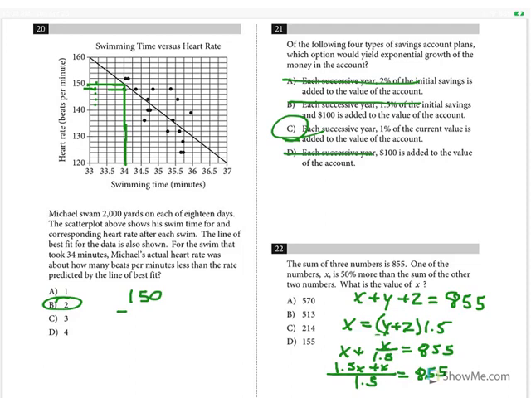And that's going to come down to, let's see, add 1.5. So 2.5x is going to equal 1282.5, giving us an x value of 513.